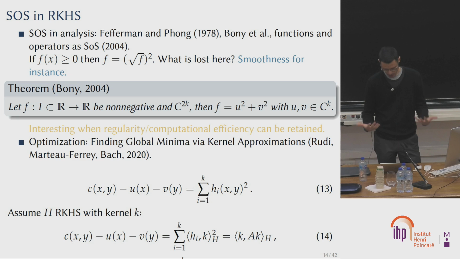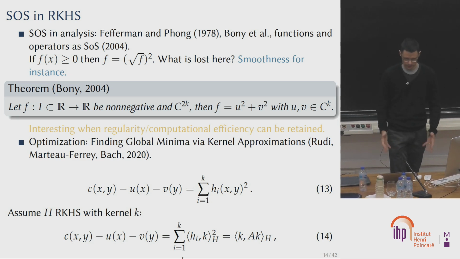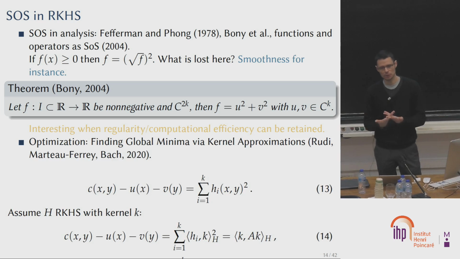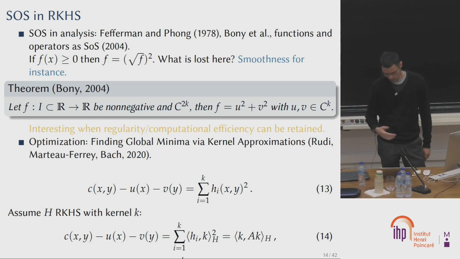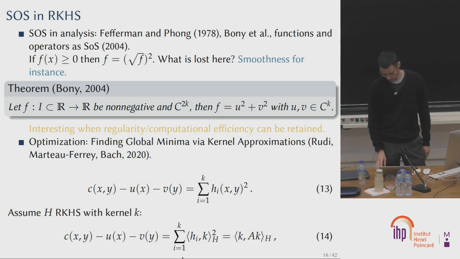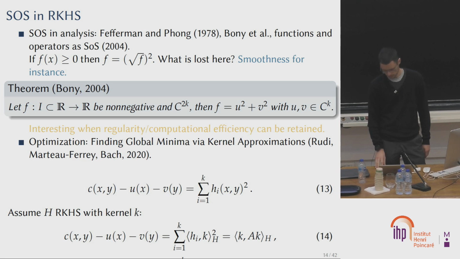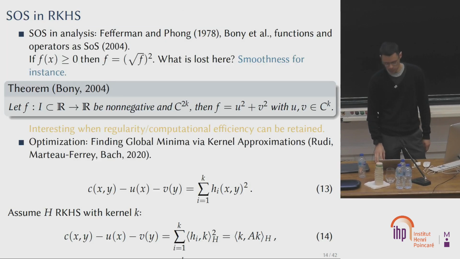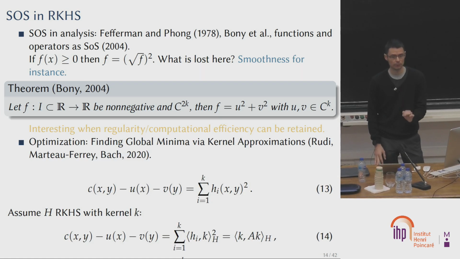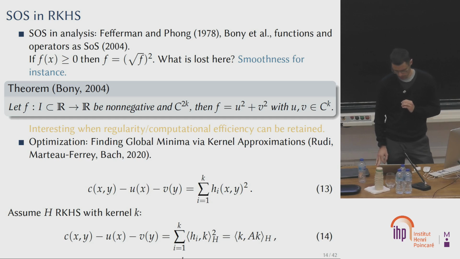And so in our case, what we're going to assume is that maybe it's possible to write our non-negative functions as a sum of squares, which we can rewrite in reproducing kernel Hilbert space as a positive operator A applied to the kernel of the product space. Oh, okay, and I forgot to mention an important point. This sum of squares idea on reproducing kernel Hilbert space has been applied in optimization and developed a lot by Rudi, Marteau-Ferey, and Bach 2 years ago.